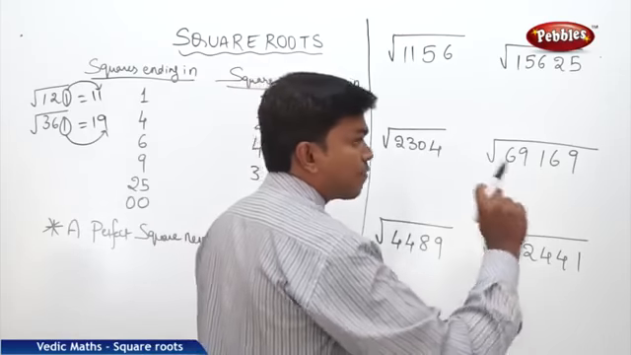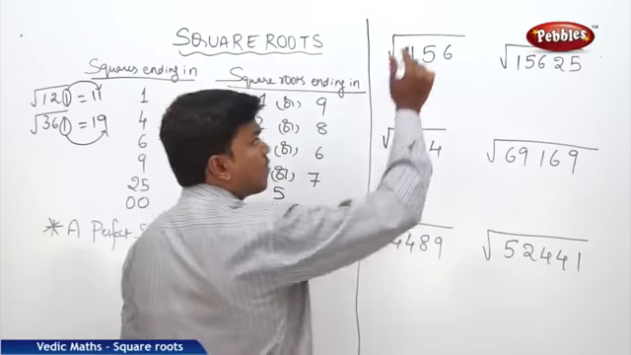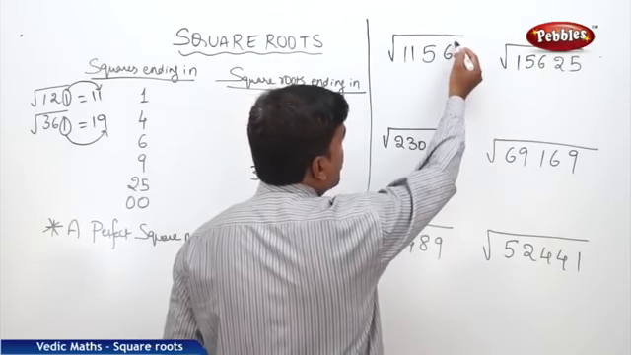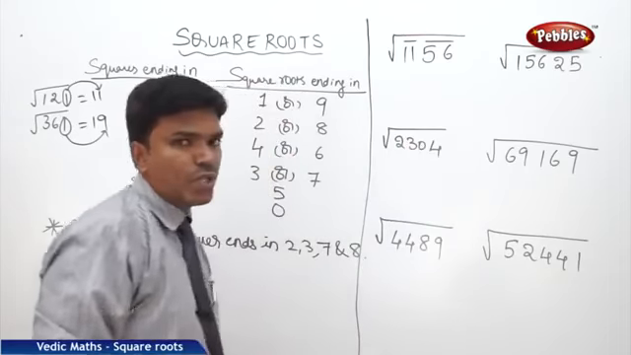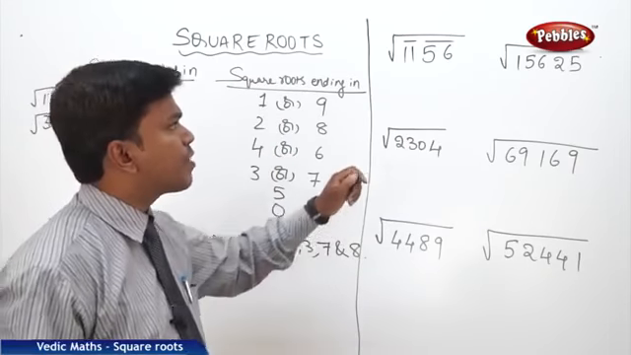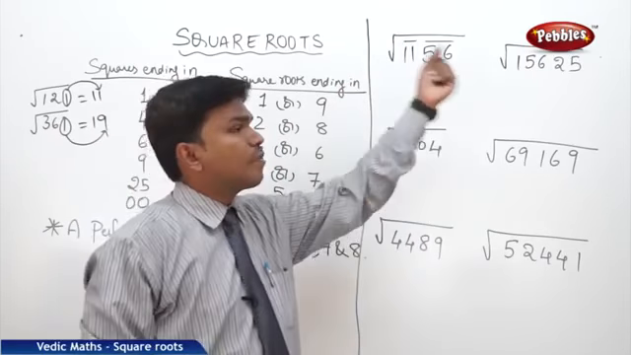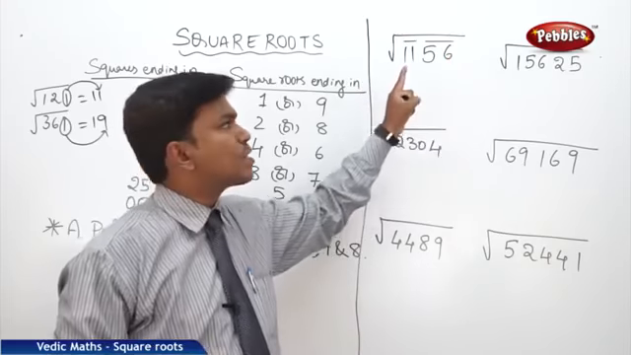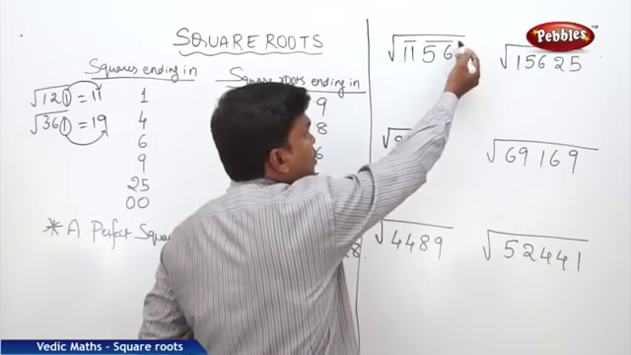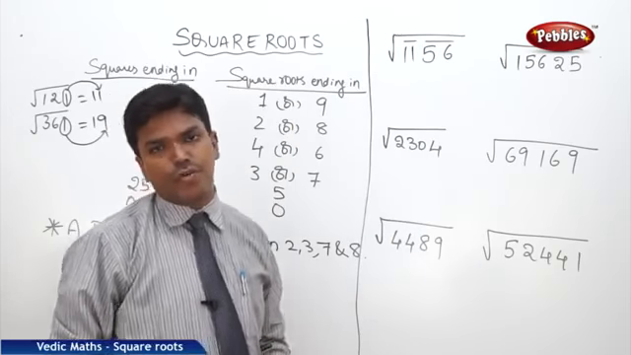First of all, what is the first step of finding a square root of a number? The first step is, from the right side, you need to partition the number into two digits. Suppose there are 4 digits. From the right side, first take 2 digits, then the next 2 digits. That is the first step of finding a square root.